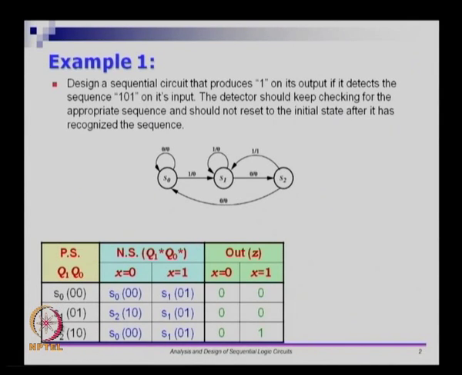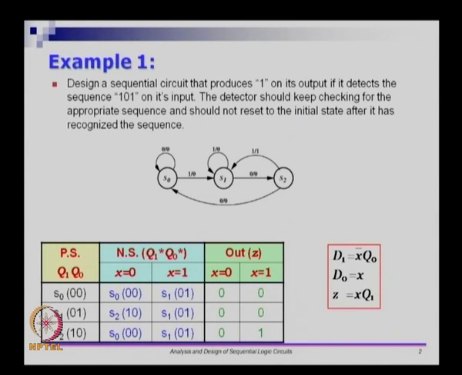So S0 is 00, S1 is 01, S2 is 10. Assigning these numbers to these states is called the state assignment problem. From the current state, based on x equals 0 or x equals 1, you have these as the next states and these as the outputs, and you can derive logical equations for it.